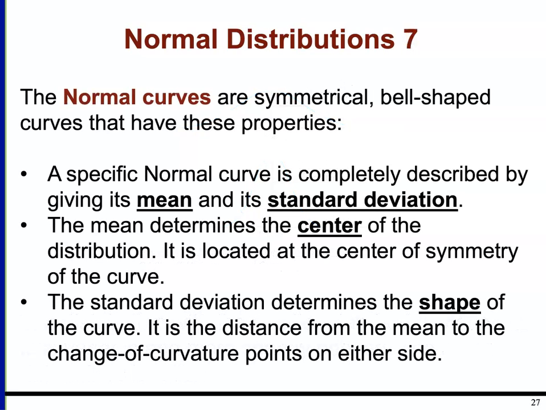Now, a few other properties for the normal curves is that a specific normal curve can be completely described by knowing the mean and the standard deviation. If you know the mean and you know the standard deviation, we know so much about this normal distribution that we know exactly what the shape of it's going to look like. And we also know all of the areas under it. So we've got the mean there at the center of symmetry, and then we have that standard deviation giving us the shape and giving us the distance from the mean to that point where the curve changes on either side.